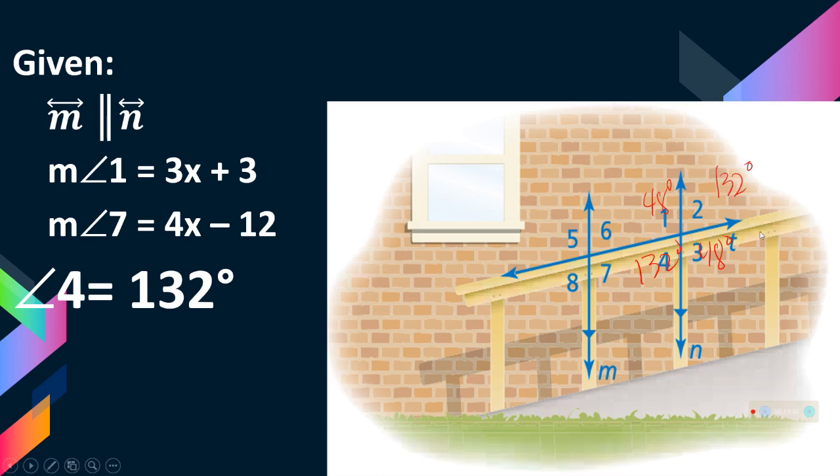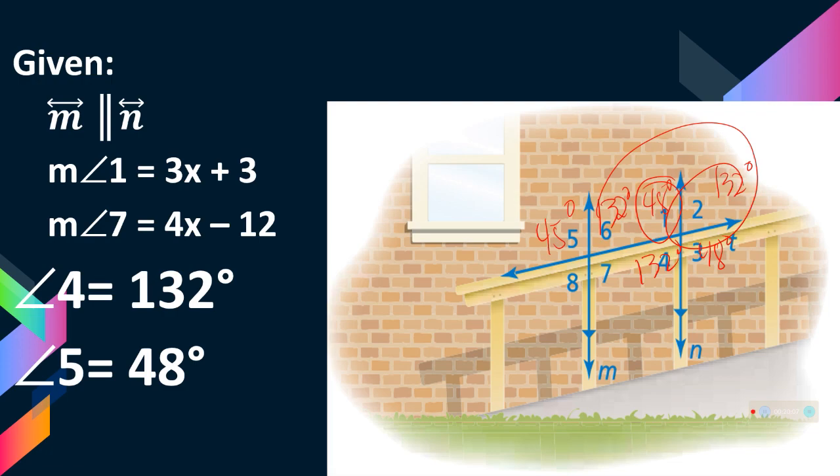How about angle 5? That's correct, we have 48 degrees, because angle 5 is a corresponding angle with angle 1. How about angle 6? That's correct, we have 132 degrees because that is congruent or corresponding with angle 2. Or you may also use the linear pair here. Why does it look like 45? It should be 48.